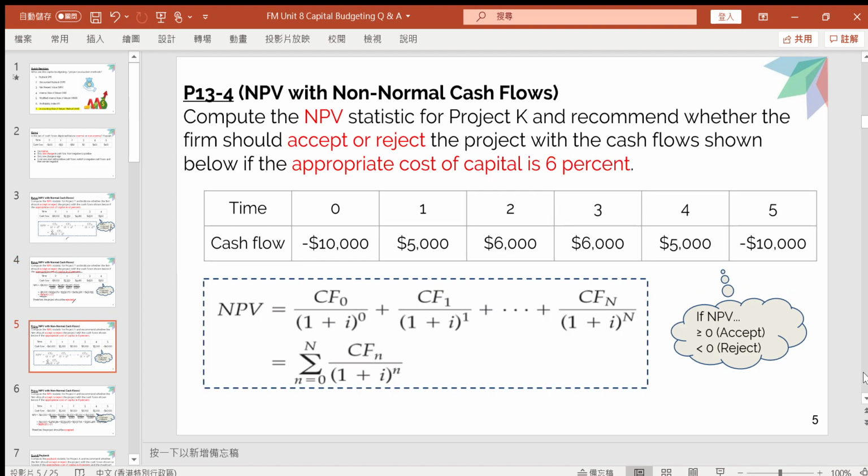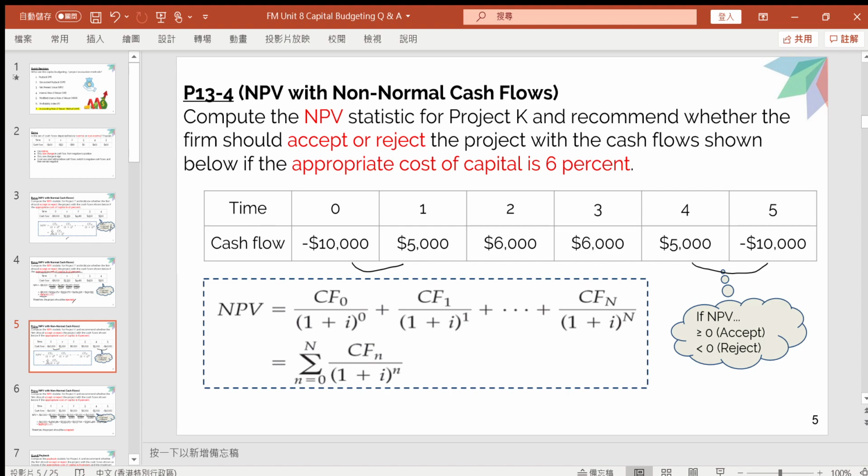Okay, the second one is about the net present value calculation with a non-normal cash flow. And you will find that in a non-normal cash flow situation, one of the methods that can apply is the net present value. Okay, by looking at this one, the cash flow changes sign 2 times. One is from year 0 to 1, from negative to positive, and then in year 4 to year 5 from positive to negative again. Okay, that is an abnormal cash flow.